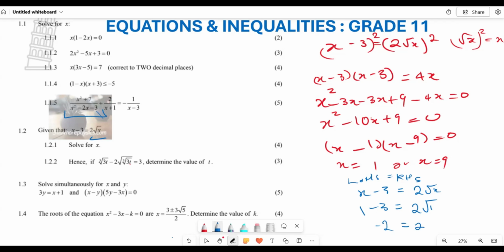So in these two solutions, the solution x equals 1 is not acceptable as a solution. Which means this particular problem only has one solution, which is x is not equal to 1. Are we fine?